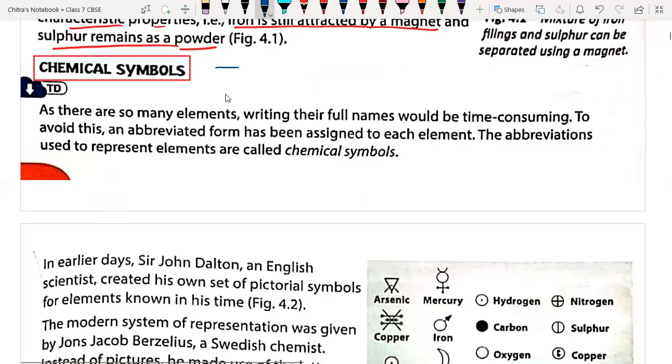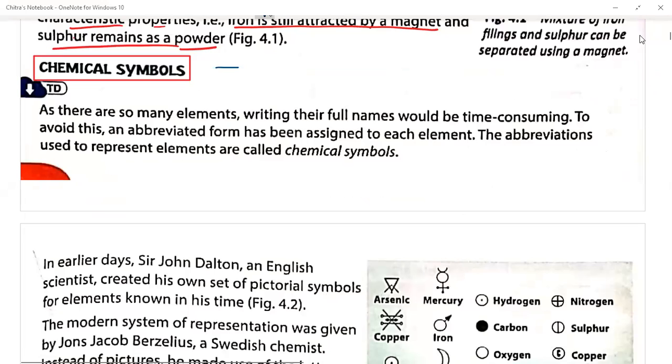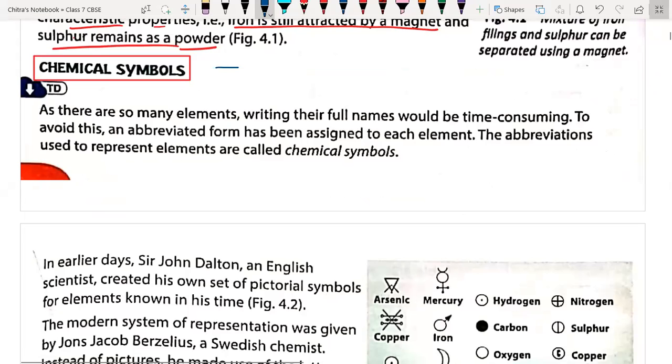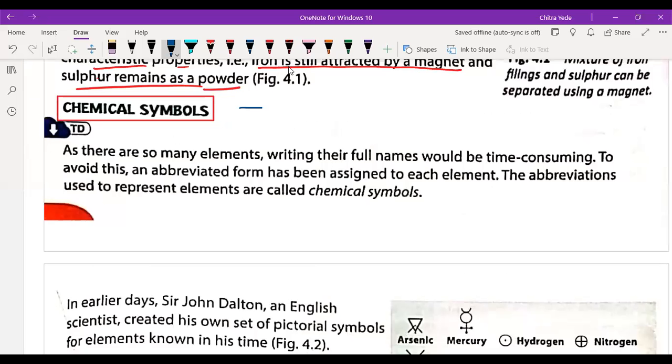Everyone, we are going to start the chemical symbols today, and it is a part of our chapter called chemical and physical changes. Okay, so see what chemical symbol means. A chemical symbol is nothing but the representation of an element or compound or mixture in symbolic form. Okay, it's called a chemical symbol.